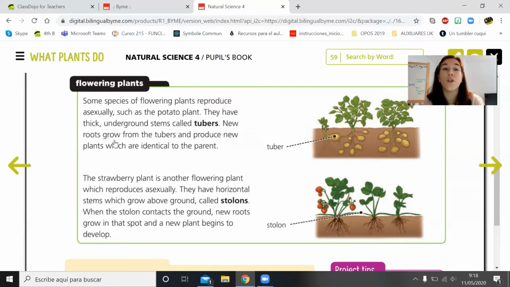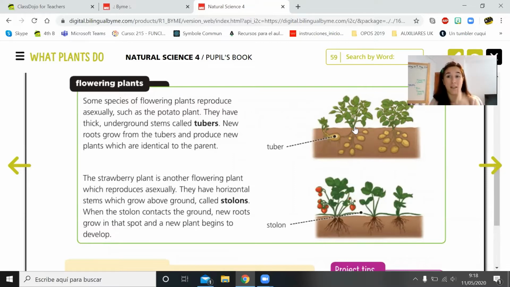New roots grow from the tubers and produce new plants which are identical to the parent. That is, they are exactly the same as the other plants. Look, I'm here in the drawing. We have a plant with potatoes. The potatoes are actually stems. The potato is a stem, okay? So they have stems under the ground.